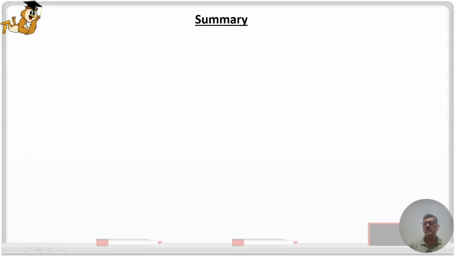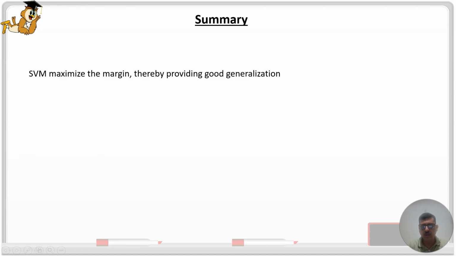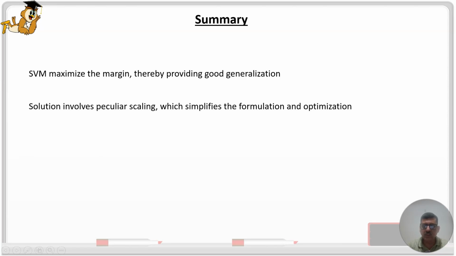That brings us to the end of this lecture, and here is the summary of what we have seen. SVMs maximize the margin and therefore provide good generalization. This we saw in abundant clarity. The solution involves a peculiar scaling which simplifies the formulation and optimization.